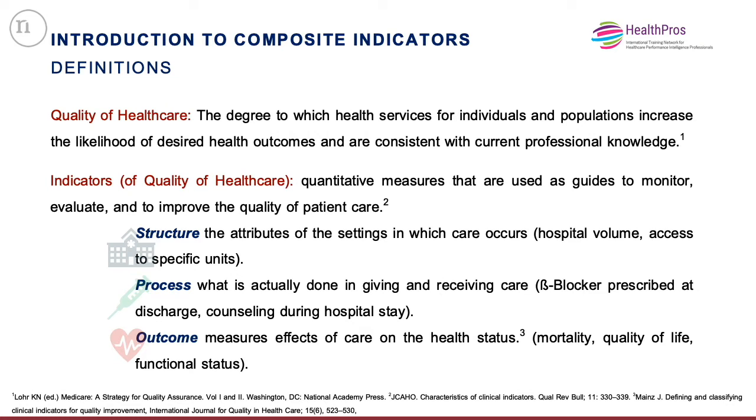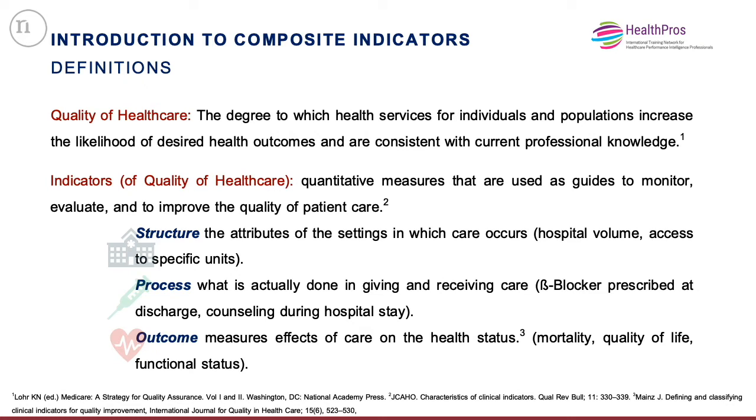There are different options to classify types of quality indicators, and here is the Donabedian approach. In this framework, there are three dimensions of quality, which are structure, process, and outcome. Structure denotes the attributes of the settings in which care occurs, and some examples for structure indicators are hospital volume and access to specific units.